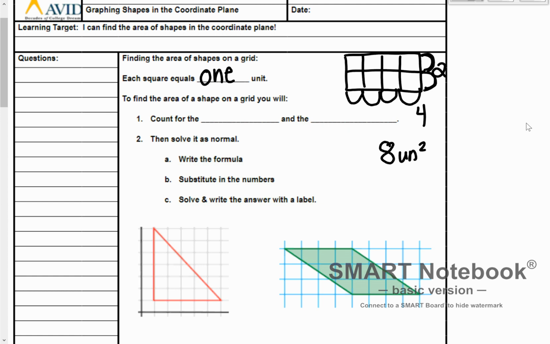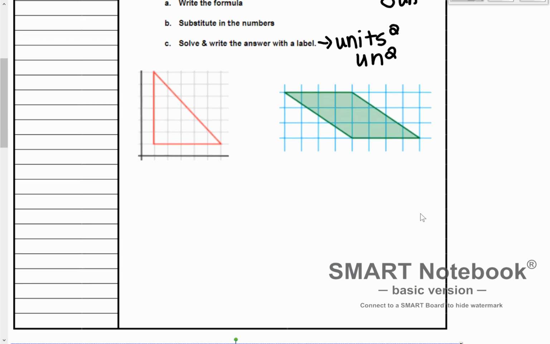So like I said, to find the area of a shape on a grid, you count for the base and the height. Then we're going to just solve it as normal. Once we find that base and height, we're going to write the formula, b times h, or b times h divided by 2, or times 1/2 if it's a triangle. Substitute in the number for the base and the number for the height. Then solve and write the answer with our label. Our label on a grid will always be units squared, and you can always abbreviate that to UN squared.